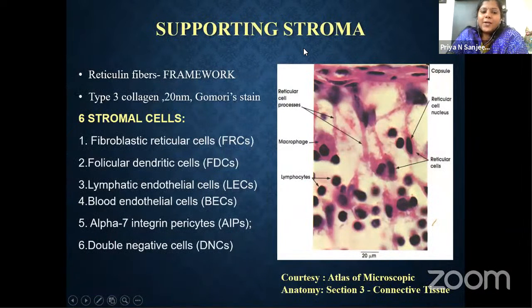The supporting stroma is mainly reticular fibers, which act as a framework, which is nothing but type 3 collagen with a 20 nanometer diameter, which can be enhanced through the silver impregnation technique of Gomori stain. The other stromal cells are fibroblastic reticular cells, follicular dendritic cells, LECs, BECs, alpha 7 integrin pericytes, and double negative cells, which I'll not go into the depth of. Double negative cells are cells which lack both the CD4 and CD8 receptor. Double positive cells are also present.